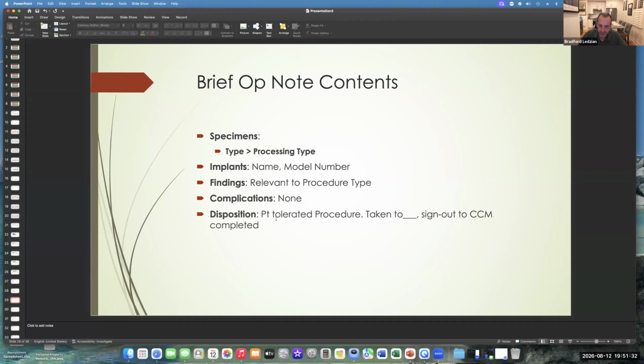And then disposition. What is the status of the patient? Where did they go? Did you do sign out? Remember, stable is not a condition. Stability denotes a lack of change of condition. So you can be critically stable, right? It means that you're in critical care, but you're not really changing. You're kind of hanging there. You're not getting any worse, right?